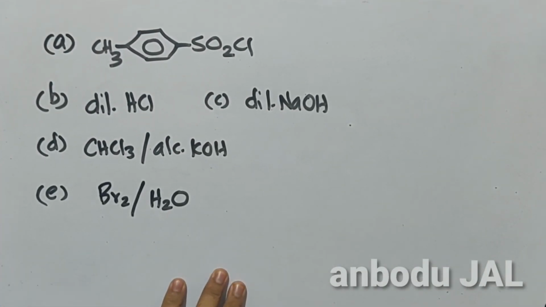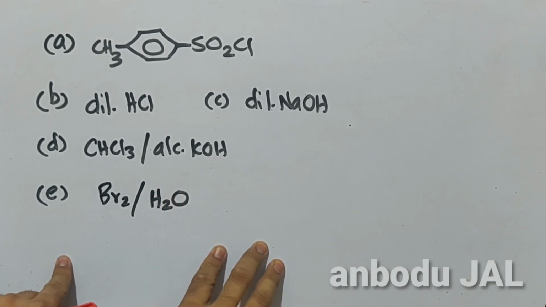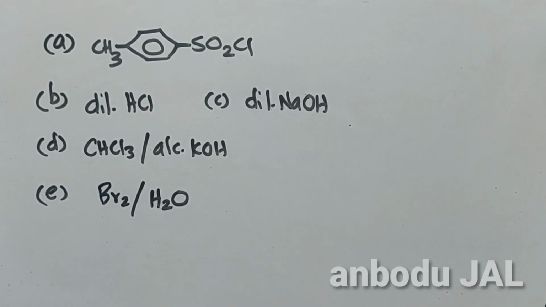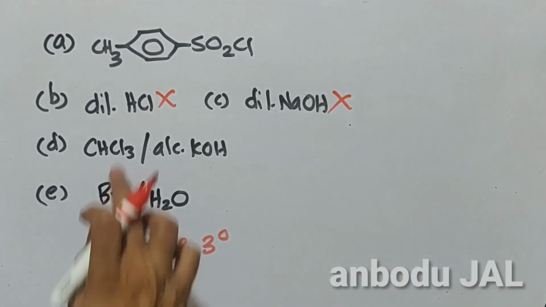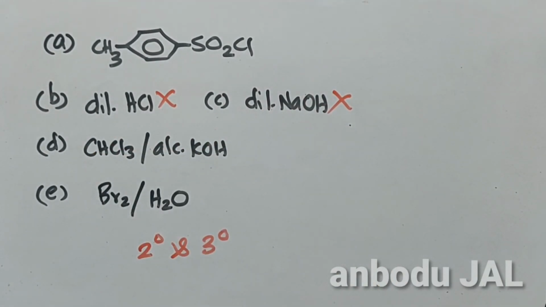The last question from pure organic chemistry chapters, that is also from amines. That is, the reagent used to distinguish between secondary and tertiary amines. Okay? Dilute HCl and dilute NaOH both are not used for identification of primary, secondary and tertiary amines. Now listen here. This reagent is used to identify aniline, the bromine water test. Aniline gives 2,4,6-tribromoaniline, a white precipitate.